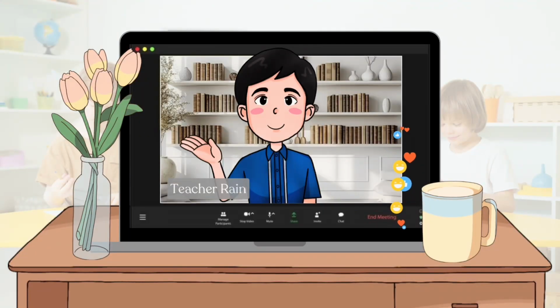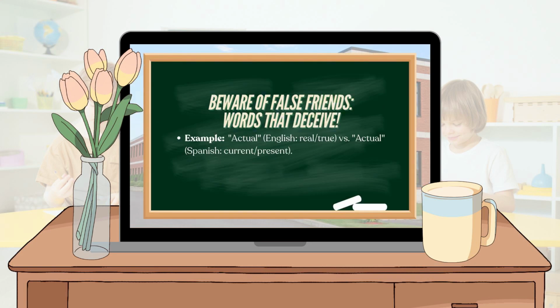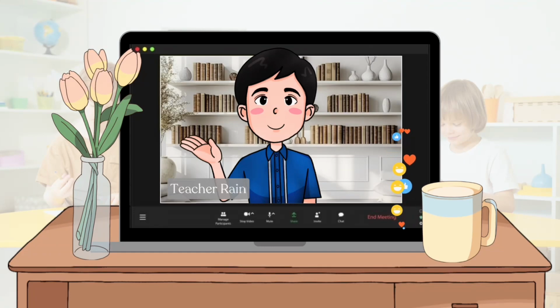Now let's move on to another common error. This is false cognates. These are words that look similar in English and another language but have a different meaning. For example, actual in English is not the same as actual in Spanish. Actual in English means real or true, while actual in Spanish means current or present. This can be confusing for English as a second language learners.